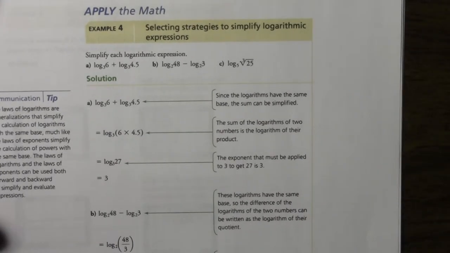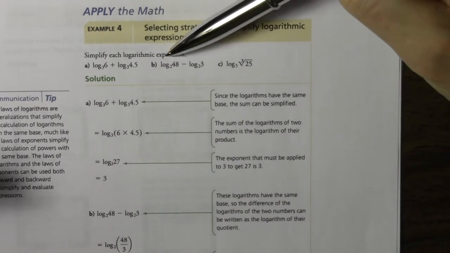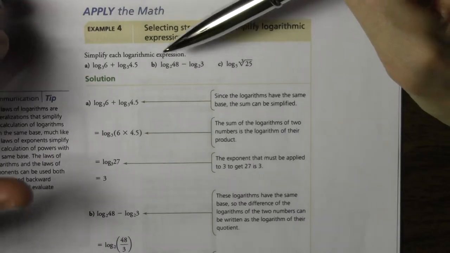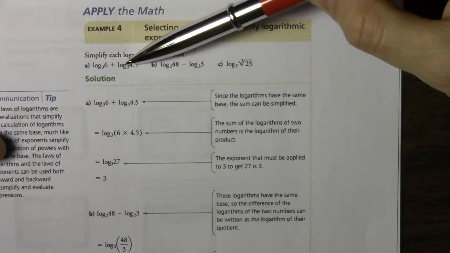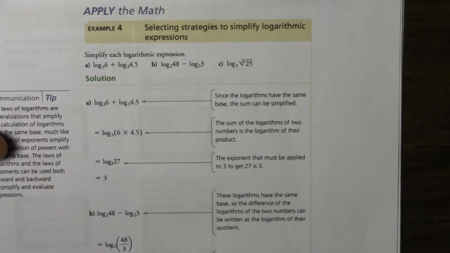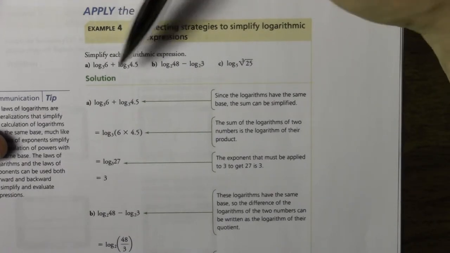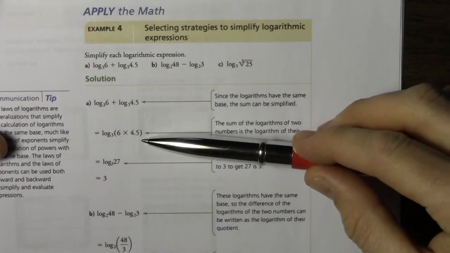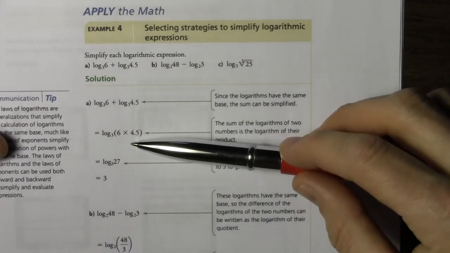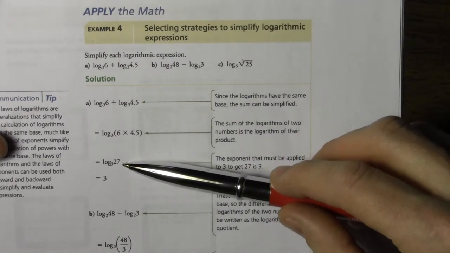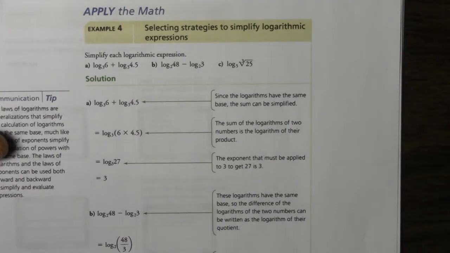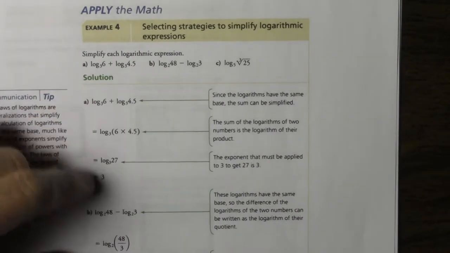Alright, a couple of quick examples. It says simplify each logarithmic expression. So we have log base 3 of 6 plus log base 3 of 4.5. So here's our law. We're going to go in reverse now though. So we're adding two separate logarithms. We can put them in brackets and multiply them within one logarithm. So we get log base 3 of 27. Okay, so very simple.